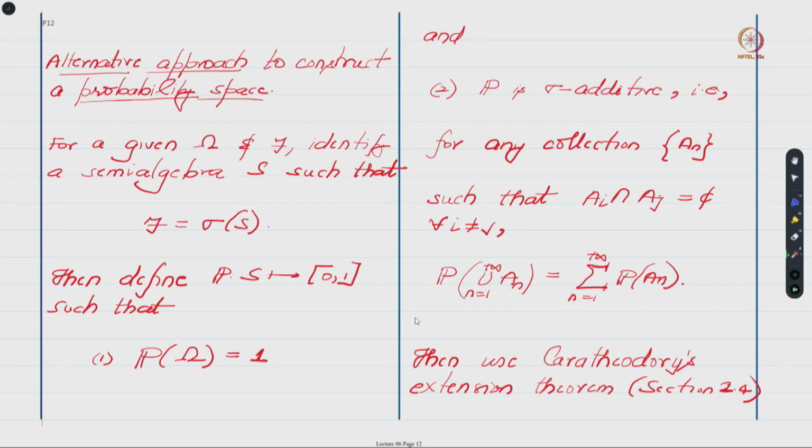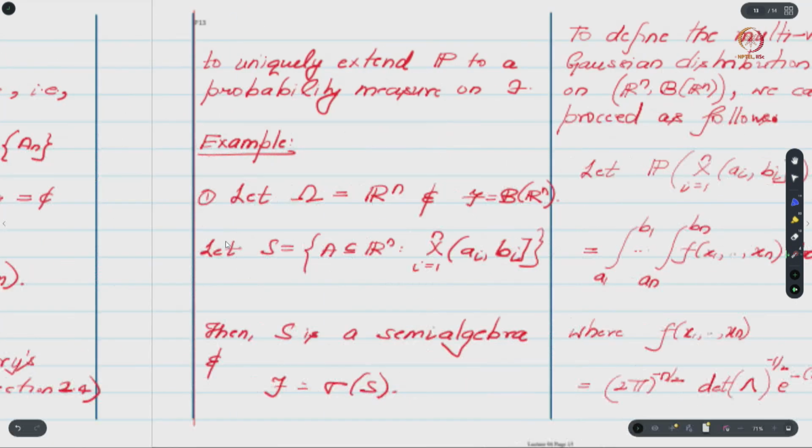And then you can look at the Caratheodory extension theorem from section 2.4 of the probability textbook. Once you have defined P on a semi-algebra, this probability measure can be extended to the smallest sigma field containing S. Is this okay? So one can actually do that.